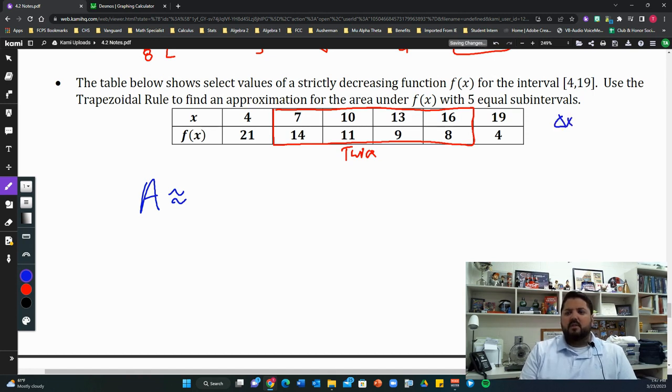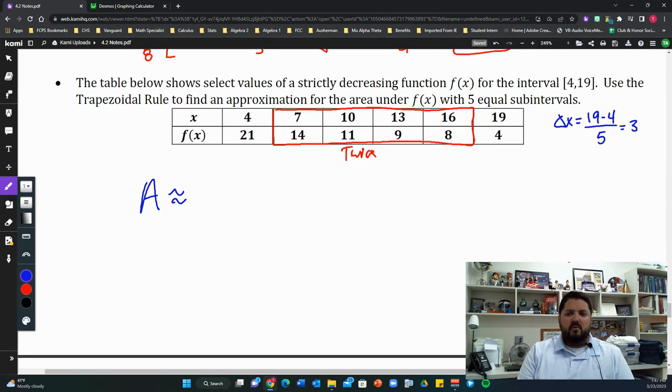So my delta x for this case, if you look at it, it looks like all of these are evenly spaced. Most of the time it's safe to assume, but it's still a good idea to go ahead and calculate delta x just to be safe. 19 minus 4 divided by 5 is 3, and that is the width here that is given to us.